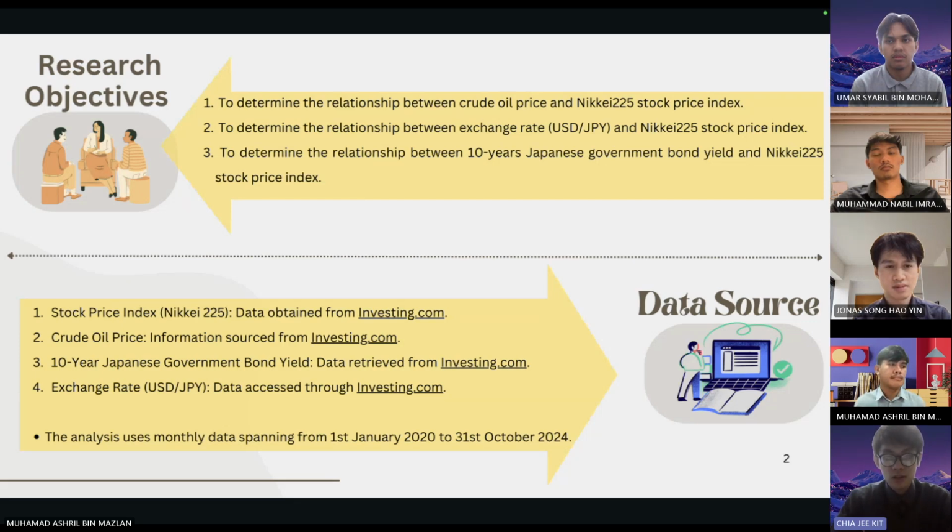Next will be the data source. Basically, all the variables, such as the stock price index, crude oil price, 10-year Japanese government bond rate, and exchange rate, were obtained from investing.com. We are using monthly data from January 2020 to 31 October 2024, with 58 data points. So that is my part. Next, I will pass to Ashriel.